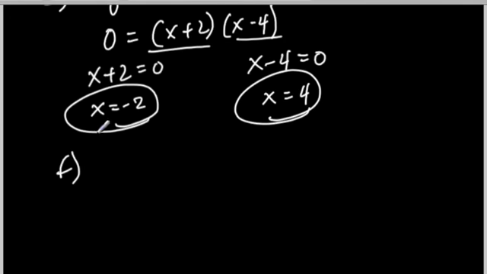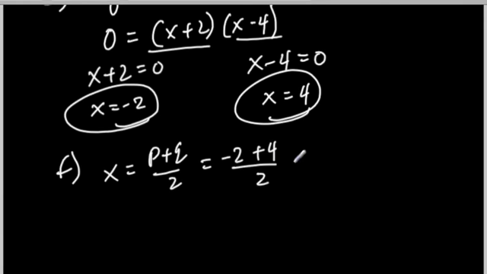F, find the coordinate of the vertex. So the x-coordinate of the vertex is x is equal to p plus q divided by 2. Remember, p and q are the x-intercepts themselves. So it's -2 plus 4 divided by 2, which is equal to 2 over 2, which is equal to 1. So x is equal to 1, that's the x-coordinate of the vertex.